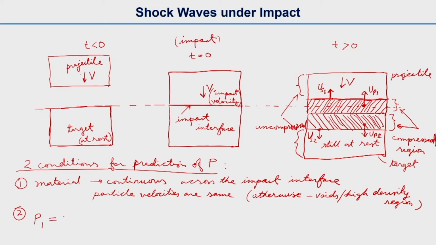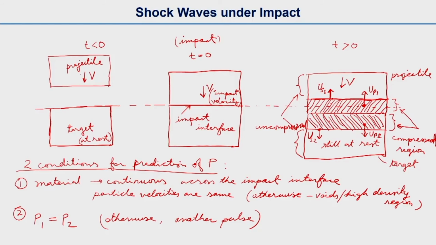and condition number 2 is that pressure has to be the same in both of them, P1 equal to P2 in the compressed region. So, P1 in the projectile should be equal to P2 in the target. Otherwise, we can imagine that there can be another pulse, another wave. If the pressures are not the same, we cannot assume it to be the same wave. So, the pressure difference can create another pulse.